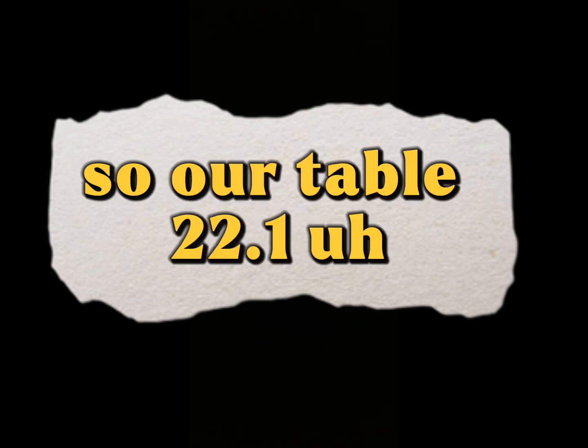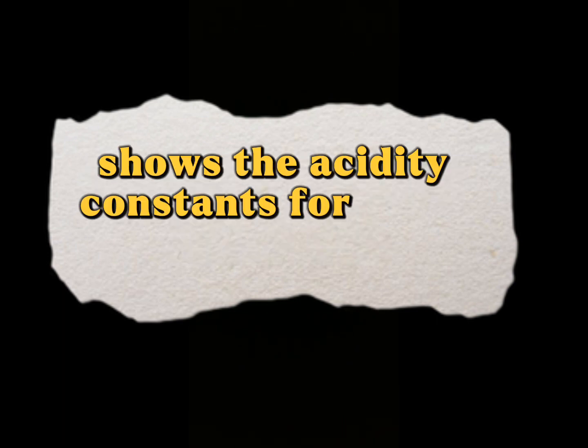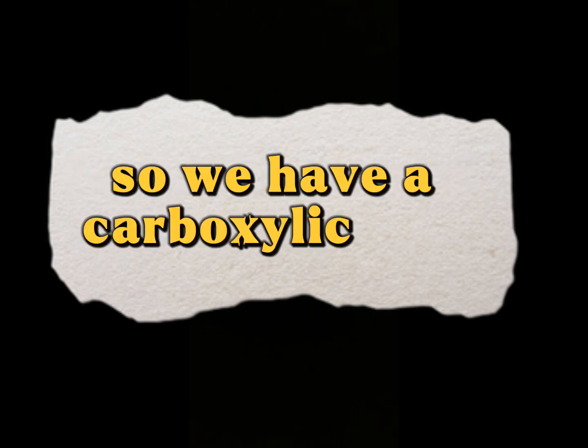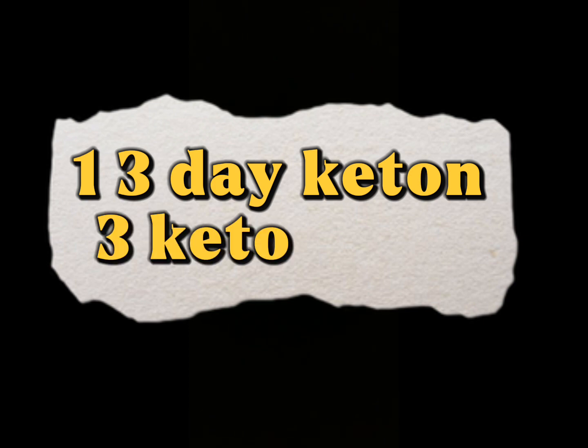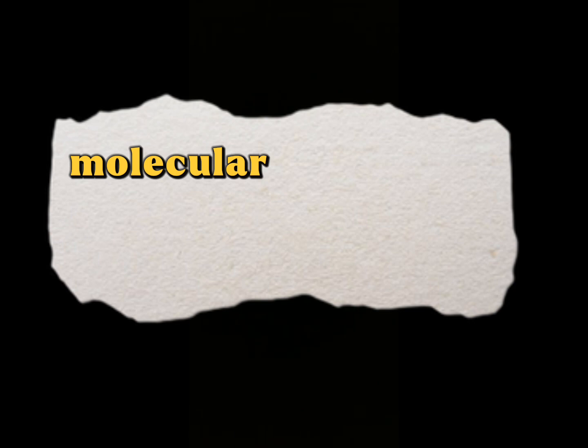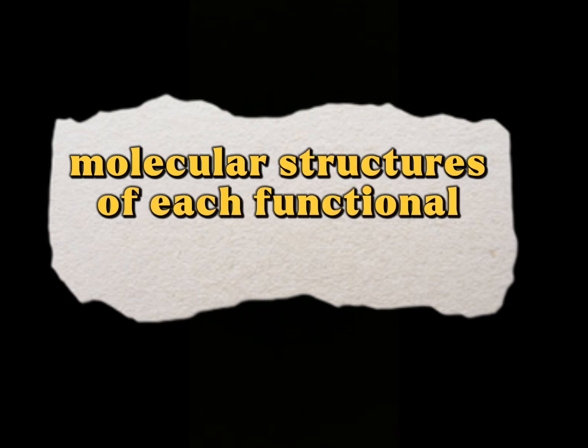So our Table 22.1 shows the acidity constants for some organic compounds, or the acidities of organic compounds. In our functional group column, we have carboxylic acid, 1,3-diketone, 3-ketoester, 1,3-diester, alcohol, and acid chloride. We also have the molecular structures of each functional group.